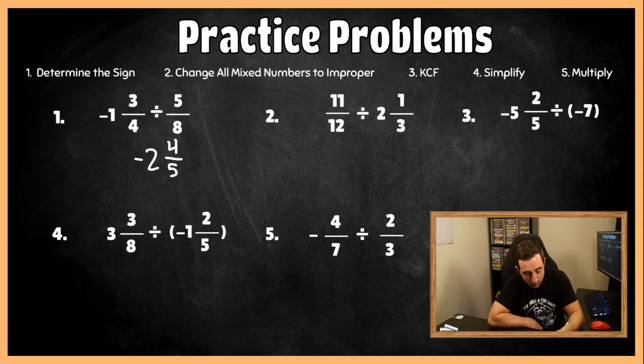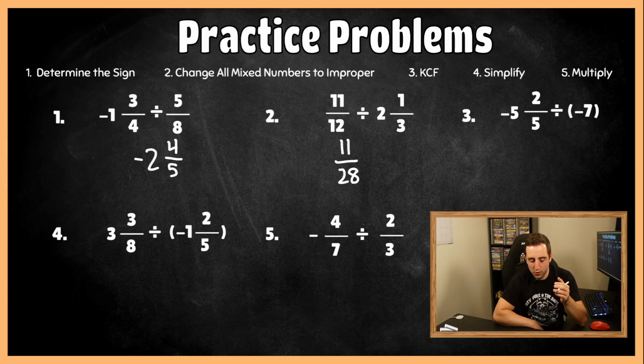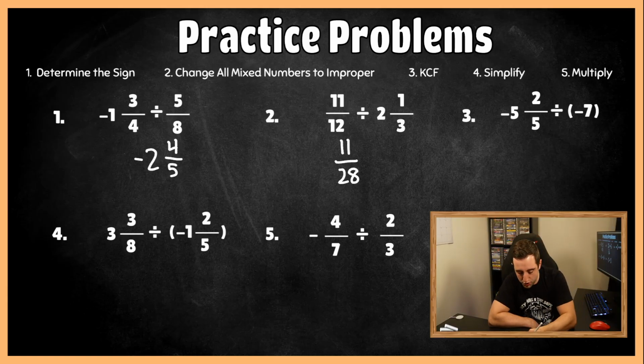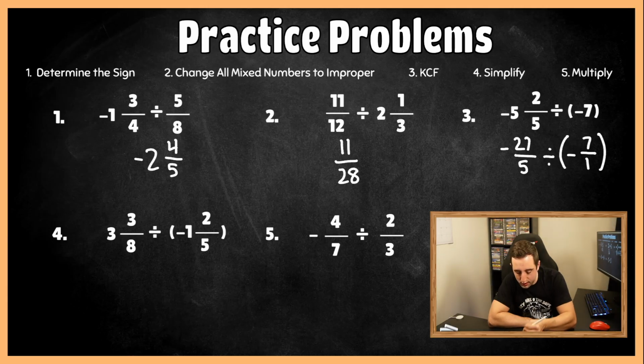So again, we'll get rid of this just so we have some space, 11/28. For number 3, we have same signs, they're both negative, so final answer once again should be positive. We have 5 2/5, which needs converted to an improper fraction. And then 7 needs to be made into a fraction by putting it over 1. So this should look like -27/5 divided by -7/1 before we even utilize keep, change, flip.